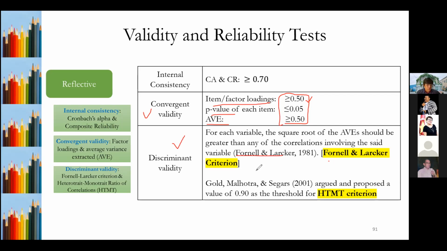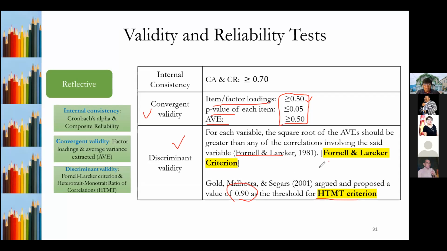Today, meron tayong medyo recent. Ito yung tinatawag nating HTMT criterion or the heterotrait monotrait ratio of correlation. So tawag natin dyan HTMT criterion. Okay? So typically, ang ginagamit natin is yung requirement or yung threshold na sinet ni Gold et al. in 2001 which is 0.9. Okay? So the threshold is 0.9. Okay? So kailangan 0.9 below ang value ng ating HTMT ratios.